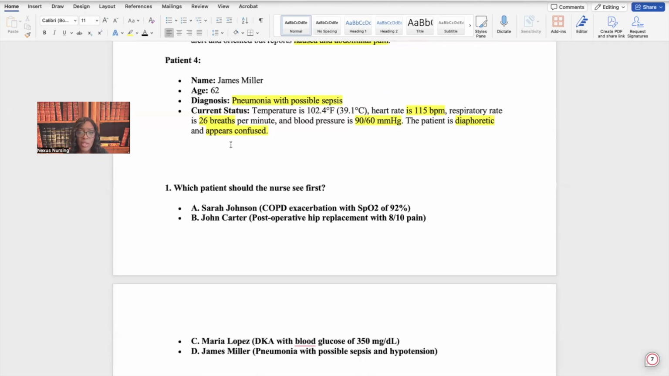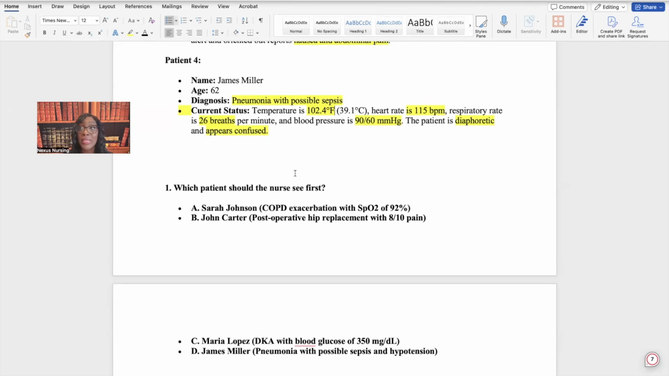And then, I thought I highlighted the temp. Let me go back. Maybe I didn't. Anyway, look at what's going on with this patient. Increased temperature, increased heart rate, increased respirations, decreased blood pressure. That patient's hypotensive. What do we think is happening? Yeah, that possible sepsis, most likely this patient's septic. This is a life-threatening emergency. On top of that, the patient's diaphoretic and appears confused.